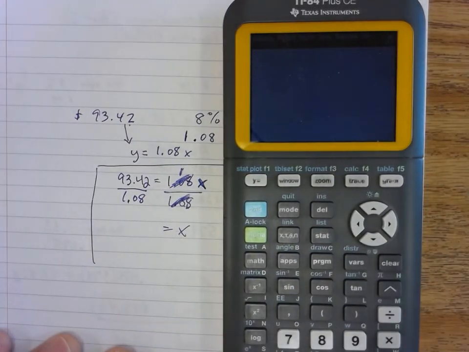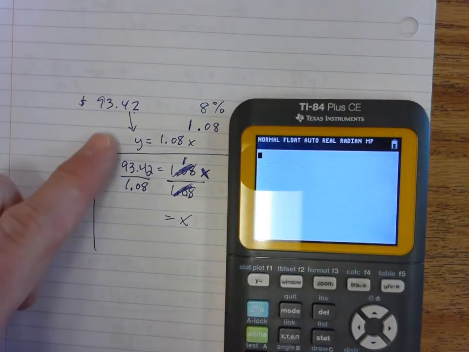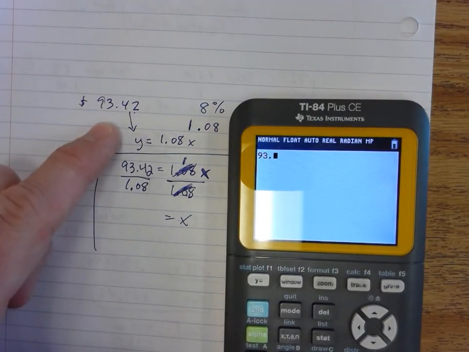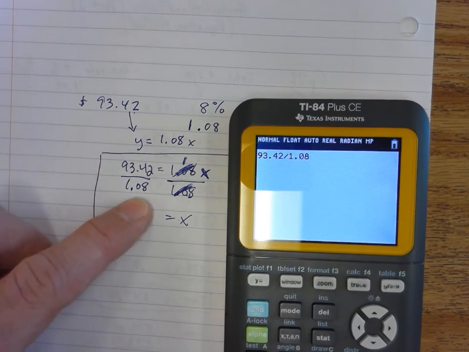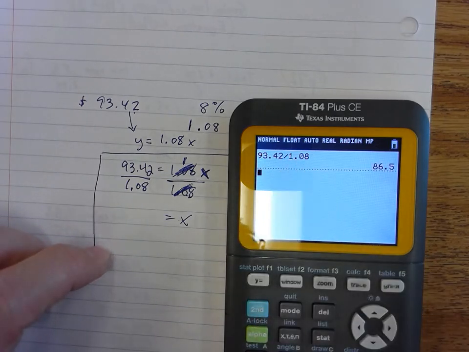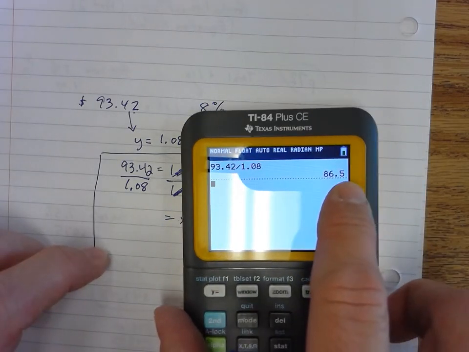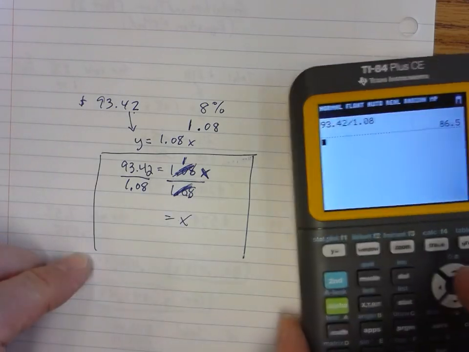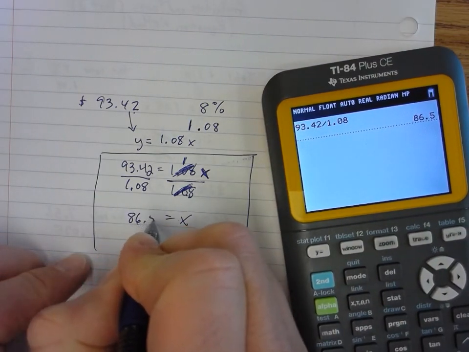So let's see what we got. Everybody see that okay? So take the price of the clothes, 93.42, divide that by 1.08, which is the price plus the tax. And I did divide it this time. See, I did better on this one. So that means the price of the clothes, if you put the 0 on the end of that, would be $86.50. $86.50 before tax.